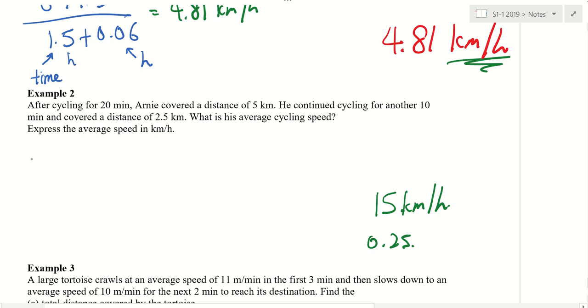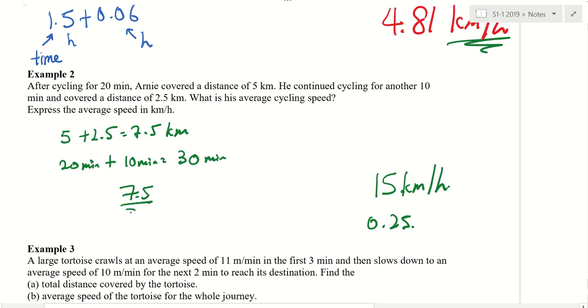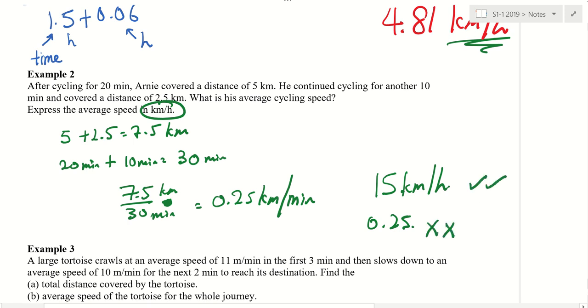0.25. Ashley, can you tell me your working? Five plus 2.5 is 7.5. 20 minutes plus 10 minutes equals 30 minutes. 7.5 divided by 30. Now notice again, this is the same thing here. You will get 0.25 kilometer per minute, but the answer should be in kilometer per hour. And that's where you will get wrong, wrong, and correct, correct. Follow now. Okay, next question.